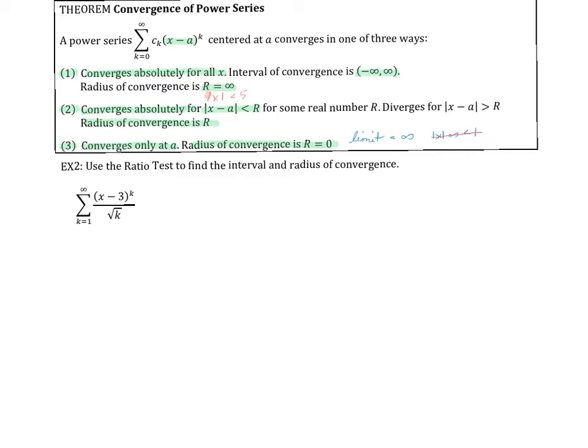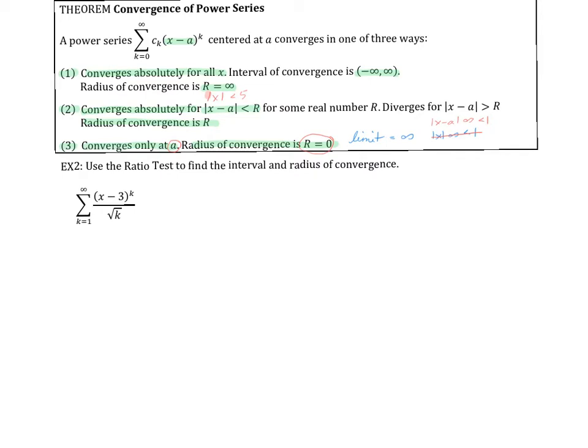The only time it will be less than 1 is if x is, in this case it would be 0, but if you had an x minus a times infinity less than 1, if x was equal to a, then that value would be 0. 0 times infinity is 0, which is less than 1, which means it only converges at the center a. The radius of convergence is 0.